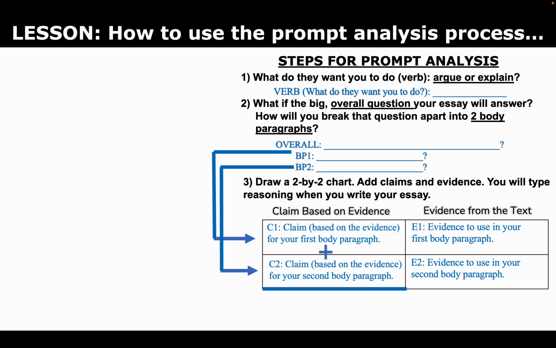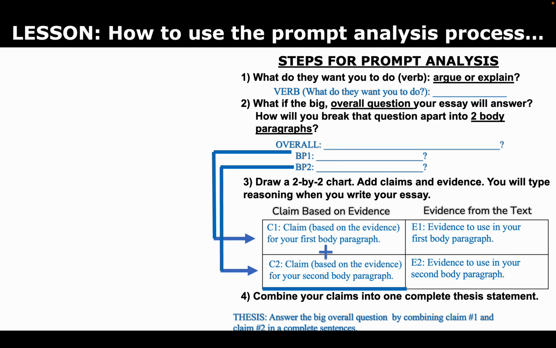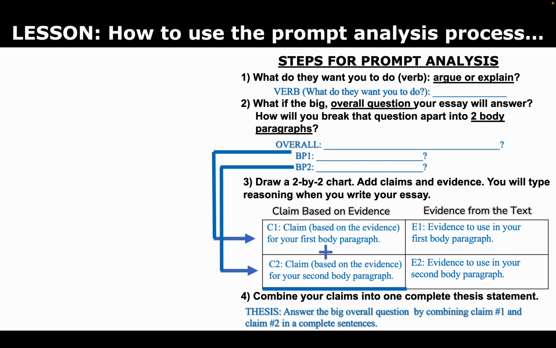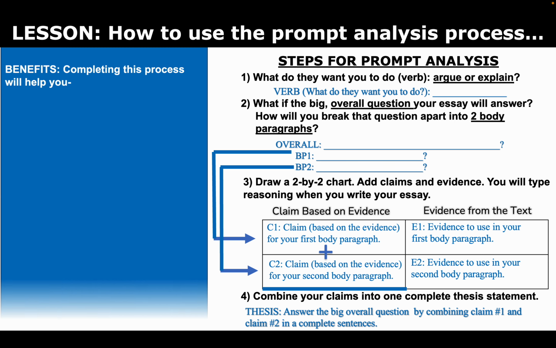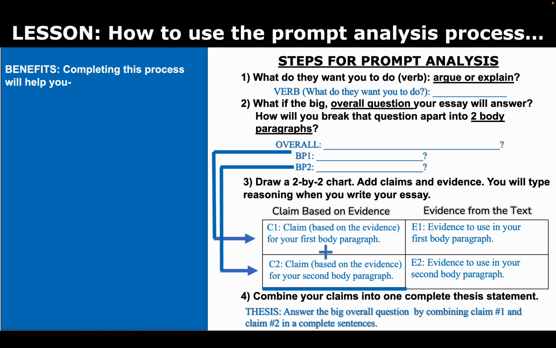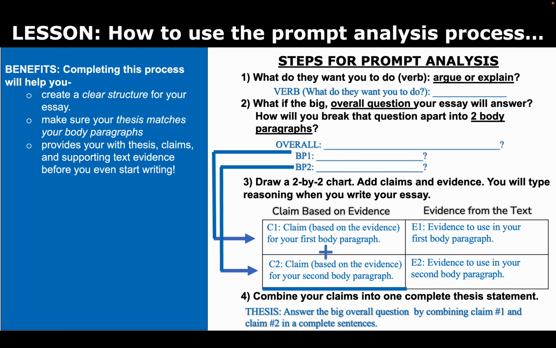I'm going to add these two together, and that brings me to step 4. I'm going to combine those two claims into a thesis statement. I'm going to answer the big overall question by combining claim 1 and claim 2 in a complete sentence. Doing this process will help you create a clear structure for your essay. Make sure your thesis matches your body paragraphs. It's going to provide you with thesis, claims, and supporting evidence before you even start writing.